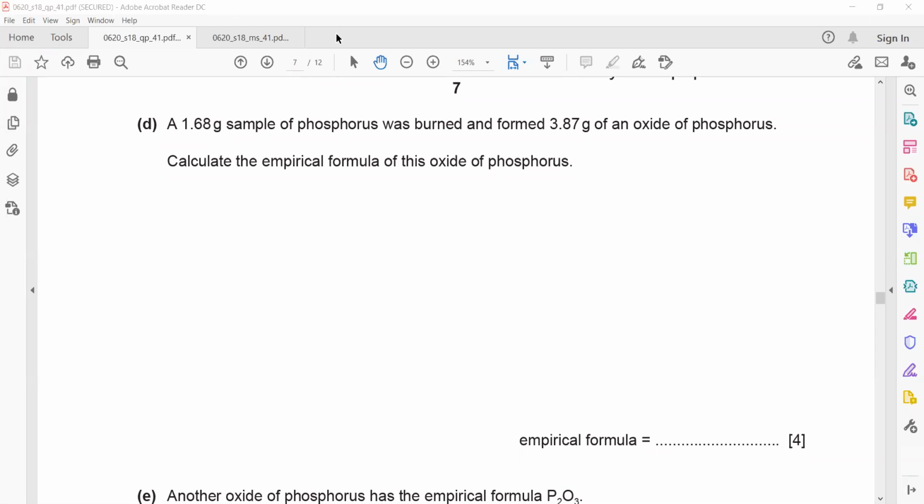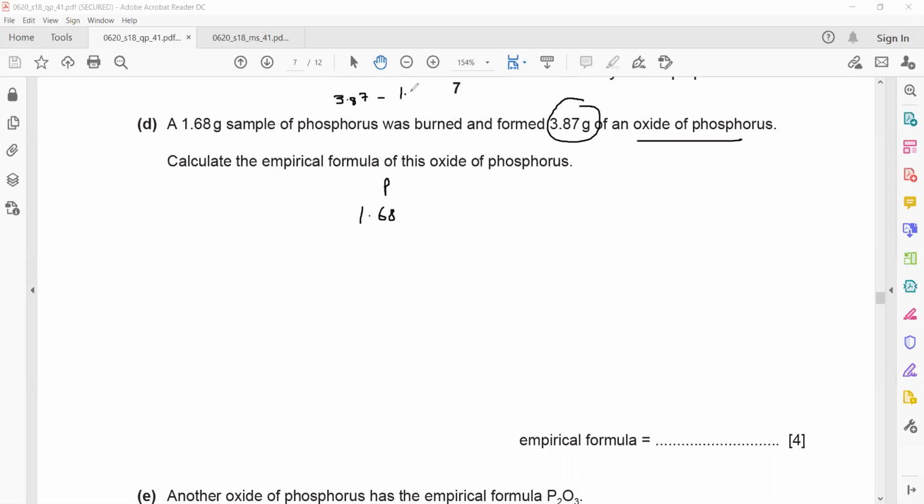1.68 gram of phosphorus is burned in air to form 3.87 gram of phosphorus oxide. So how much oxygen is present in this phosphorus oxide? How will we know the amount of oxygen? Because the total mass of phosphorus oxide is given. To get the empirical formula, we'll take the ratio. But first, to get the amount of oxygen, we'll subtract 3.87 minus 1.68.